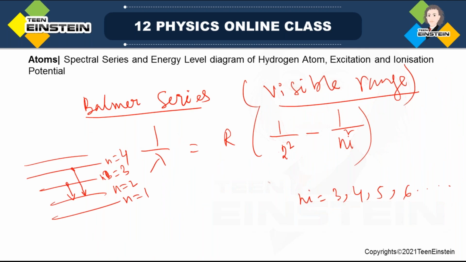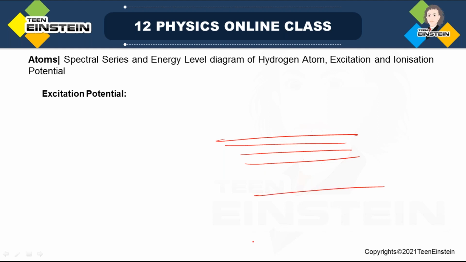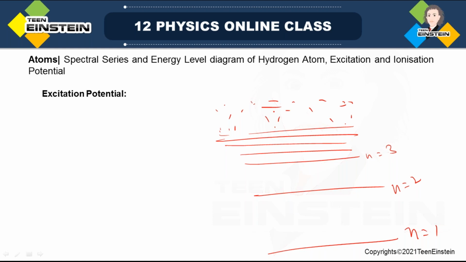Now I'll finish this class with just one simple concept, that is excitation potential. So we have seen that we have various energy levels. Suppose this is n equal to 1, this is n equal to 2, and then this is n equal to 3, like that it goes, and you finally get a continuum state, where there is no discrete energy level. These energy levels are continuous here. This is called the ionized state. What do you mean by ionized state?